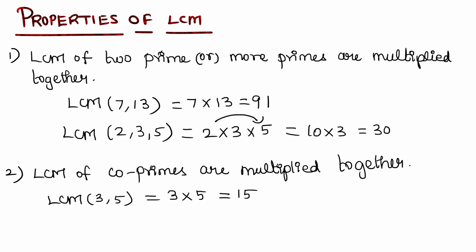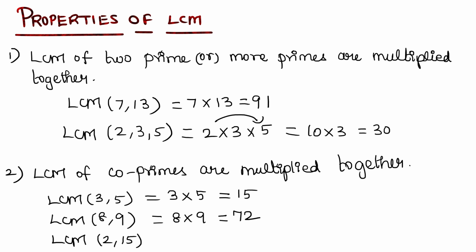You may think coprimes means both the numbers should be prime. It's not the condition. It can be both prime, one prime and one composite, or both composite. For example, the LCM of 8 and 9: 8 is a composite number, 9 is a composite number, but they are coprime because they have only 1 as the common factor. So I'll multiply 8 into 9 and get 72. Now the LCM of 2 and 15: 2 is prime, but 15 is a composite number. One prime, one composite. In that case also I will multiply to get my answer.